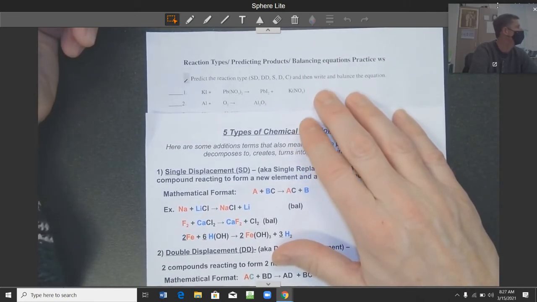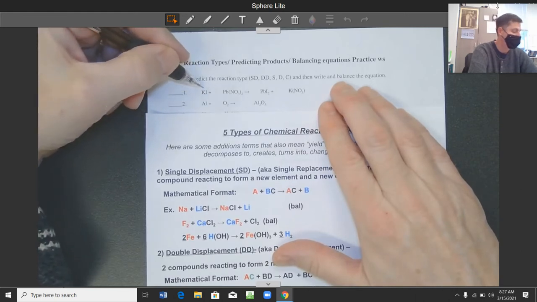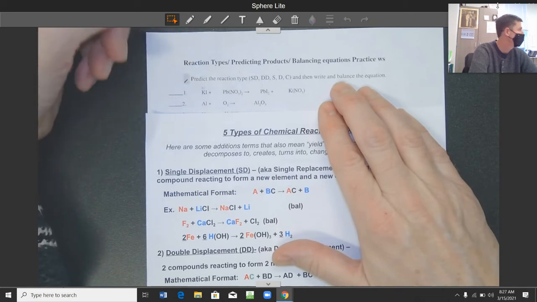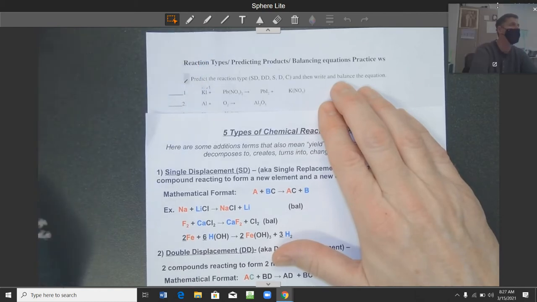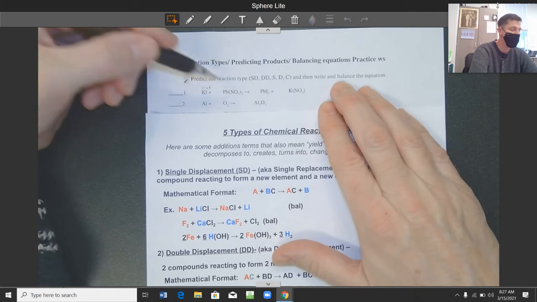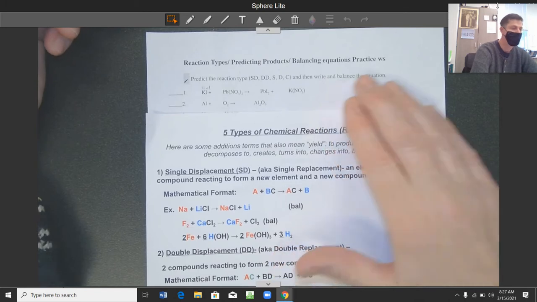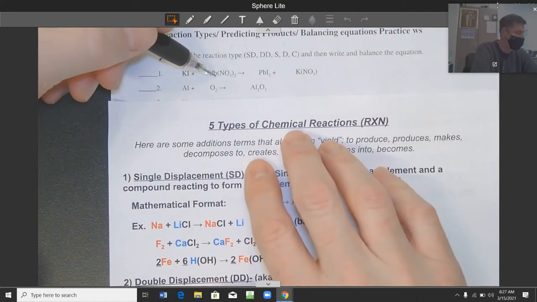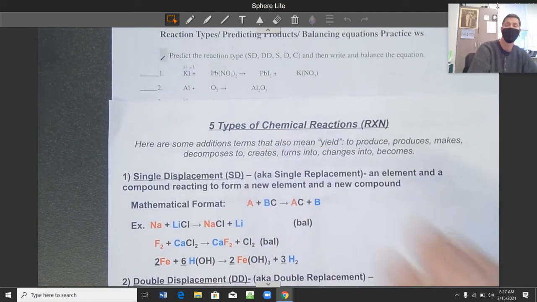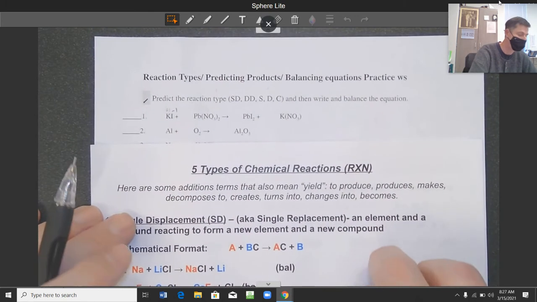K is going to be what charge? Plus one, right? I is going to be what? Minus one. So we've got a compound. We've got two elements there, right? What's this going to be? Yes, thank you for telling me. Probably me magnifying on that didn't help you any.